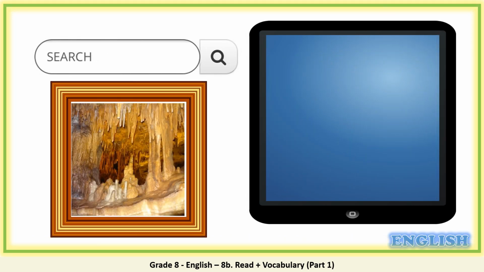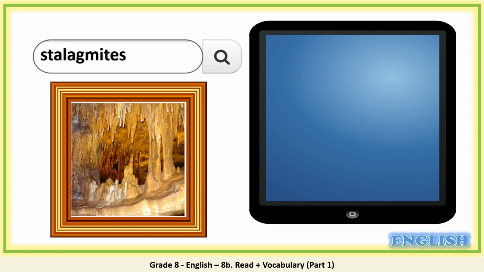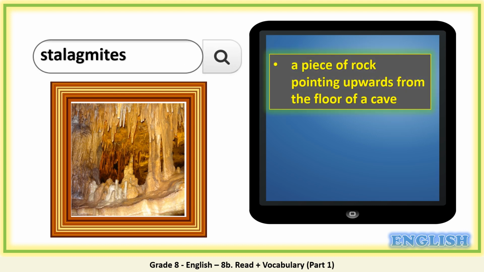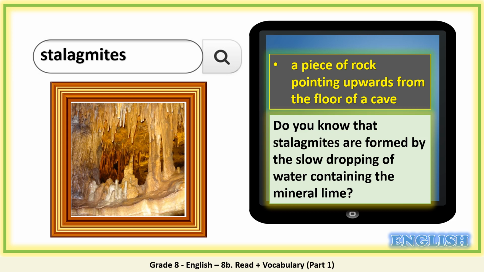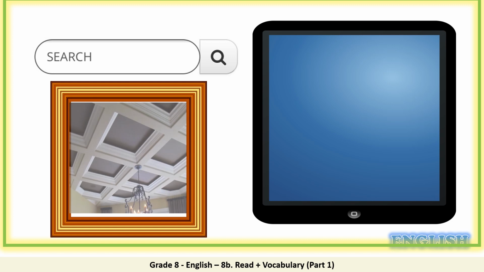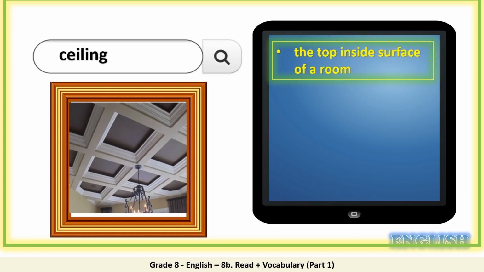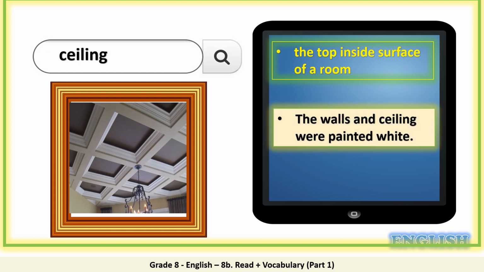Now, what do you see, my students? Well done. Stalagmites. They are pieces of rocks pointing upwards from the floor of a cave. For example, do you know that stalagmites are formed by the slow dropping of water containing the mineral lime? Another word, as you see in the picture, is called ceiling, which is the top inside surface of a room. For example, the walls and ceiling were painted white.